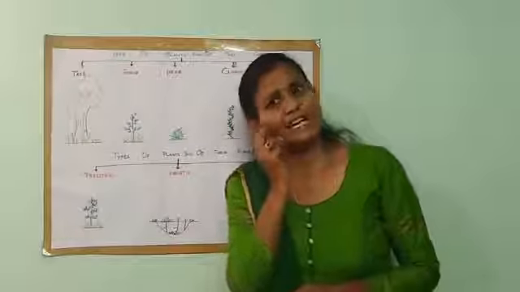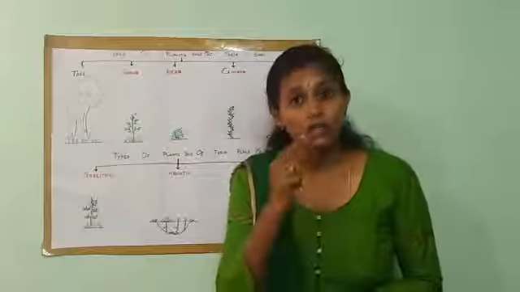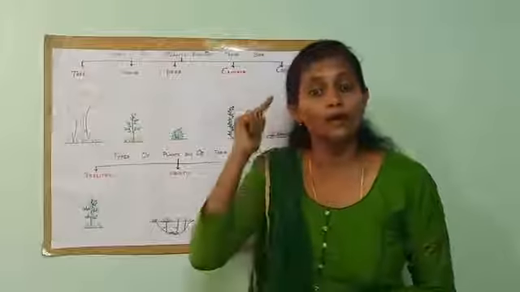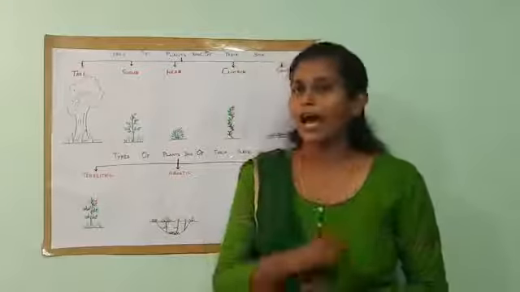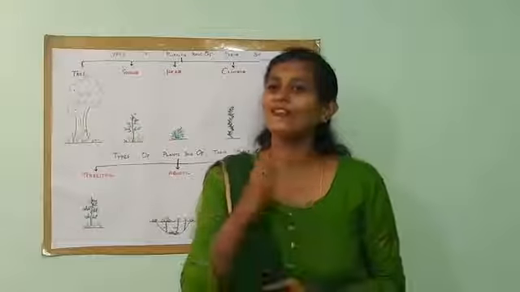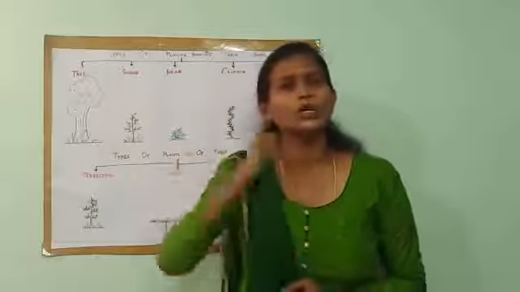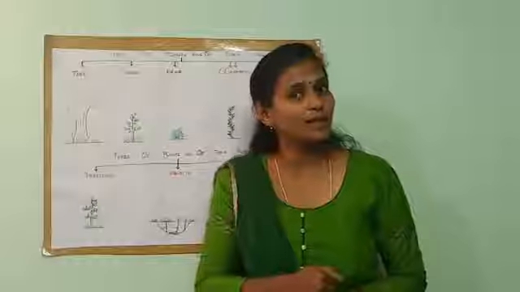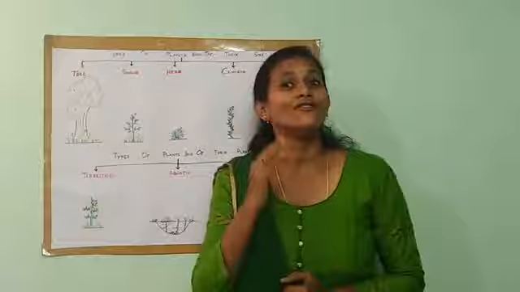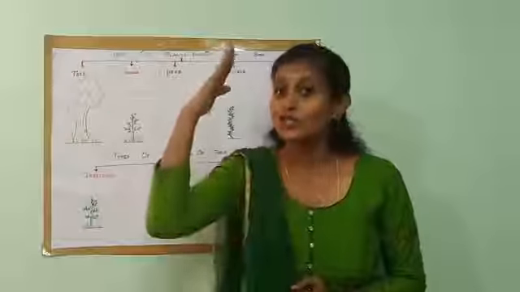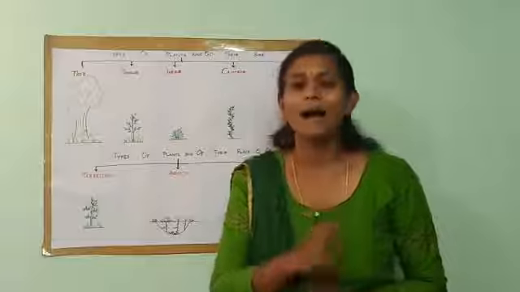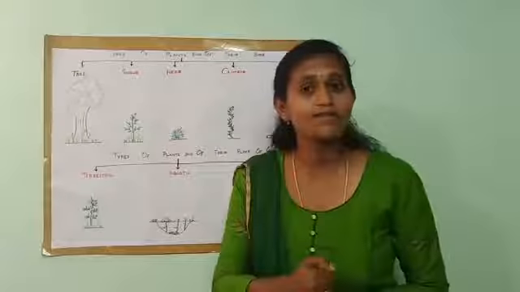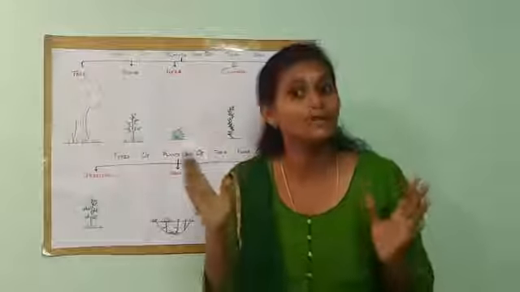We see grass in the garden, no? Grasses can grow up to 30 meters high in the thickest forest. I am asking one question, dears. Which is the fastest growing plant in the world? Yes, bamboo. The bamboo plant is the fastest growing plant in the world.